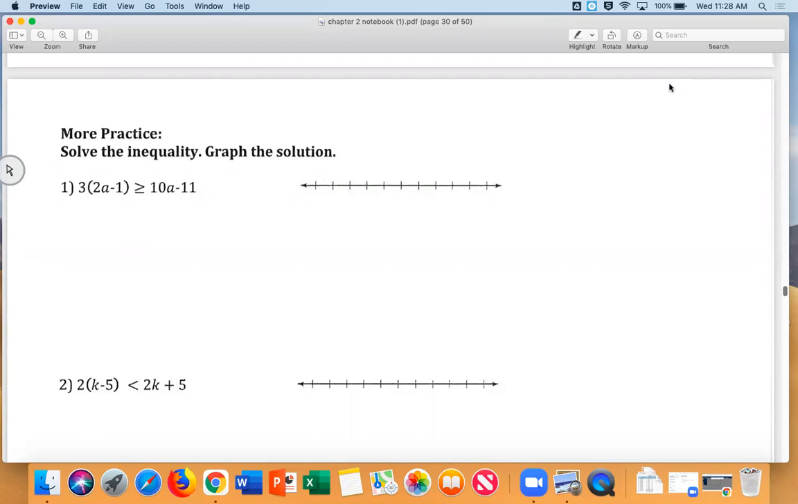So the first thing I want to do here is get rid of those parentheses. Chucky, how do I get rid of those parentheses? In a sense, right? So it's distributing, and through distribution we multiply. So nice job, Chucky. 3 times 2 is 6, so we have 6a. 3 times the negative 1 is negative 3, is greater than or equal to 10a minus 11.